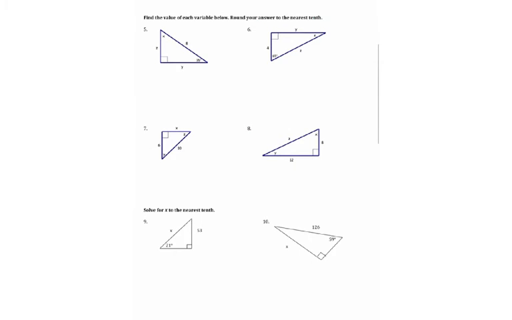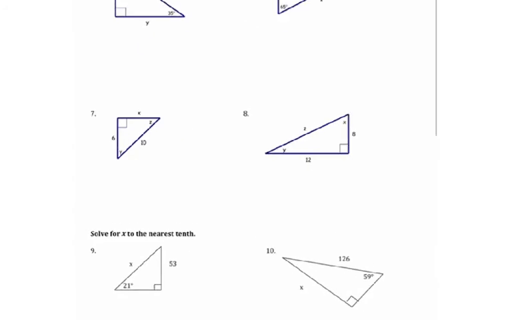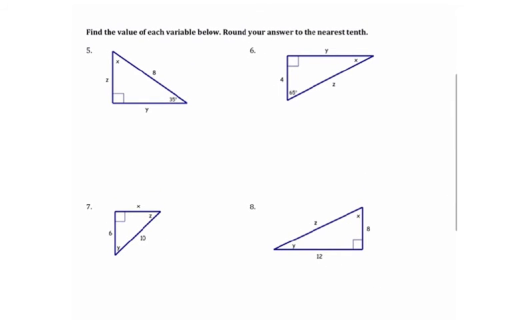All right, next. It says, find the value of each variable below. Round your answer to the nearest 10th place. So what we have here is there's a lot of things going on. So we need to figure out what we want to start with.